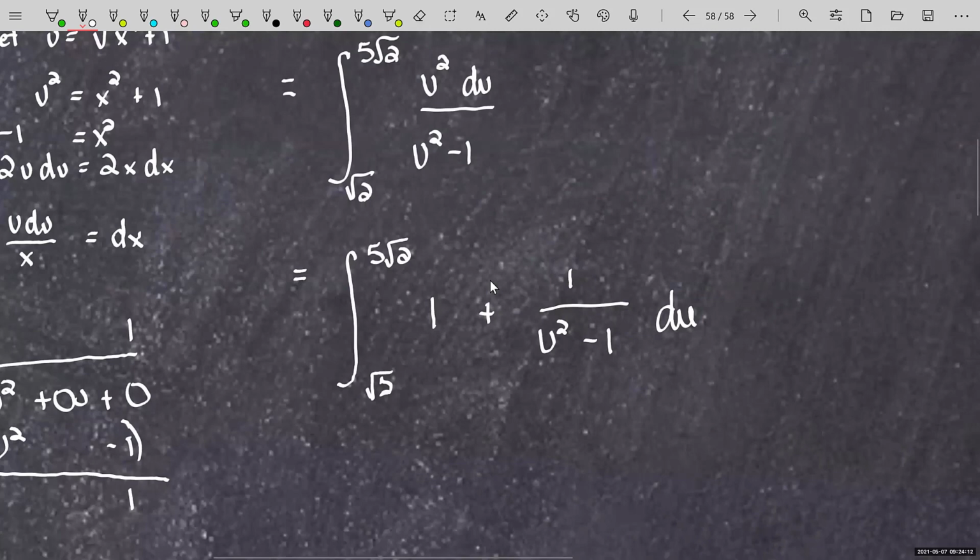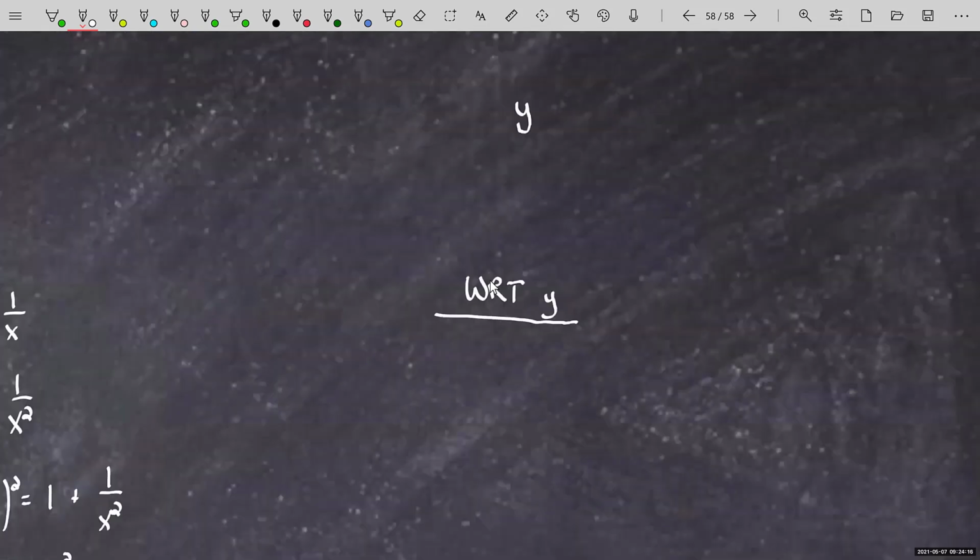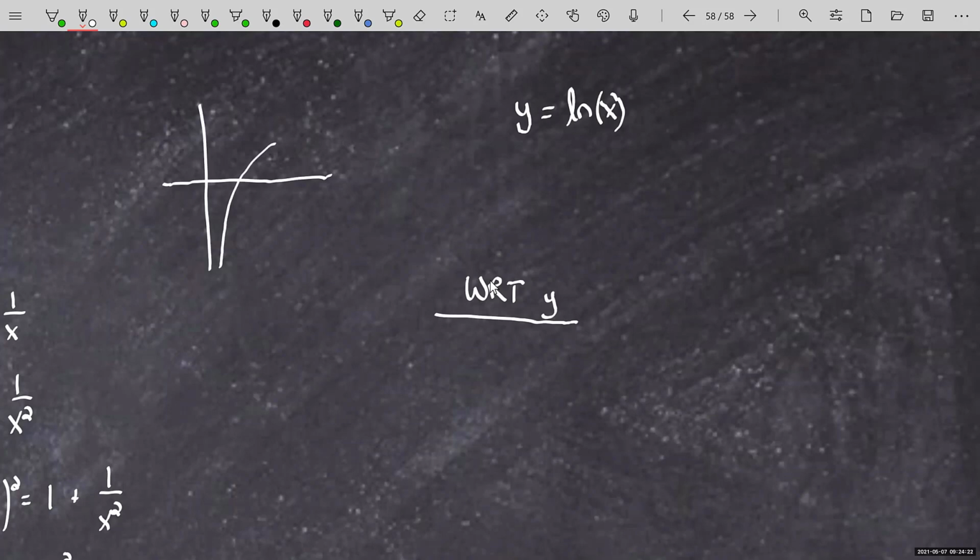With respect to y. Because again, when you're dealing with a function and you're asked for the arc length, if that function passes both the horizontal and vertical line tests, then you could solve that function for x and do this all with respect to y. x is equal to e to the y power. And this might, I'm not guaranteeing, but it might be easier, but it's probably not.